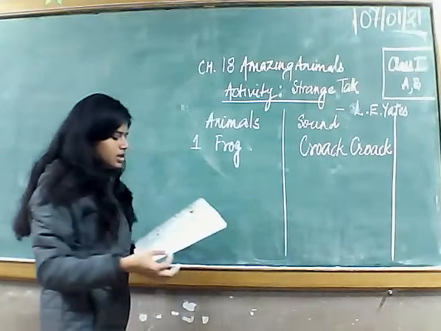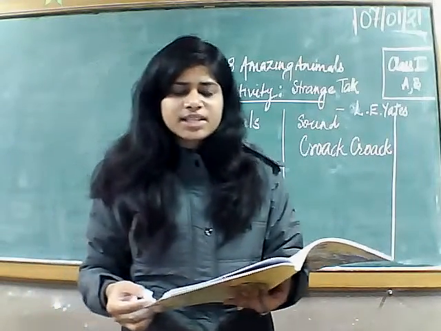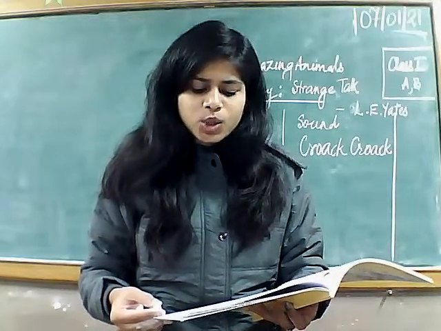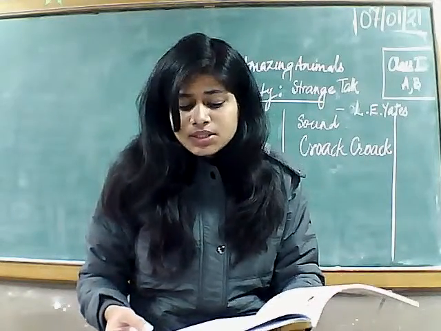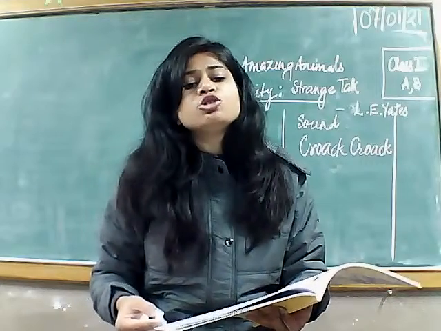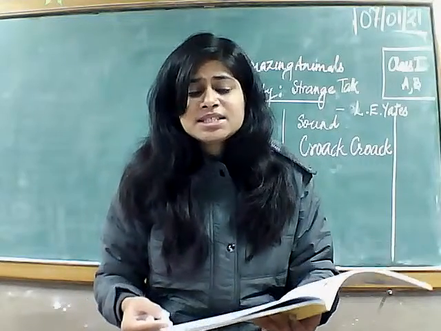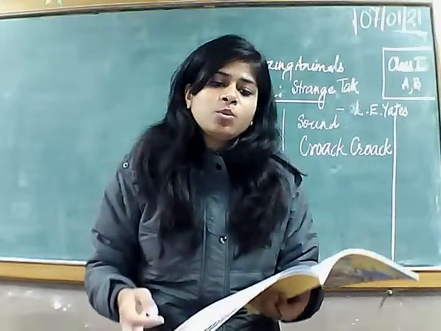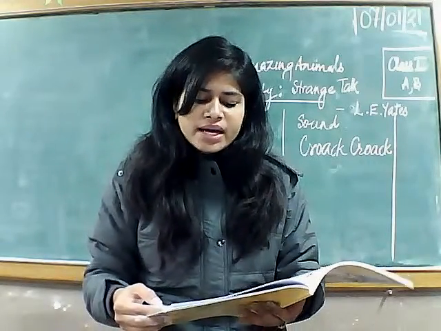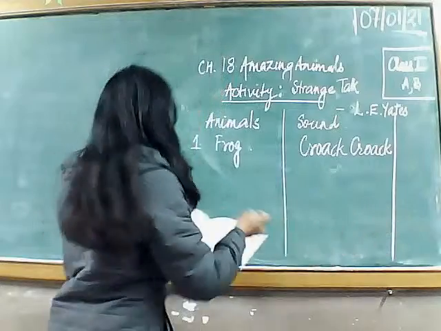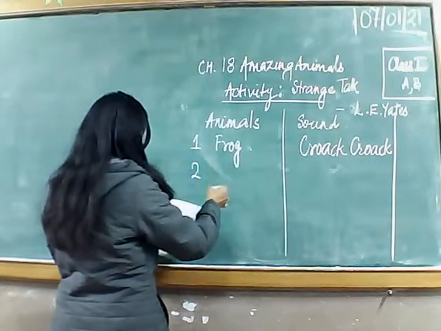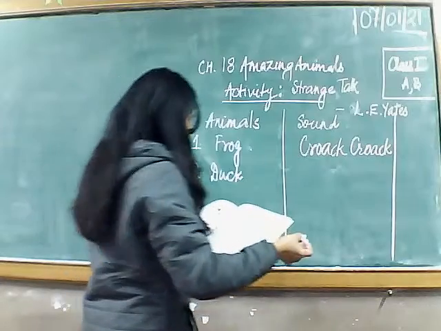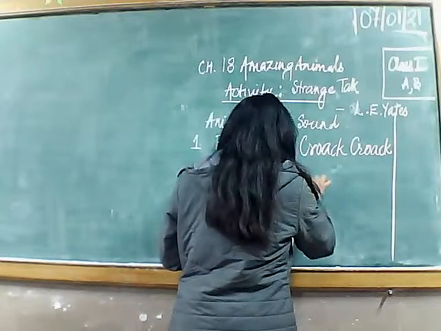Now, a duck lived by the waterside, and little did he look. But when we asked, how do you do? He only said, quack, quack. What did he say? Quack, quack. So the second animal that we are able to identify is duck, and it says quack, quack.